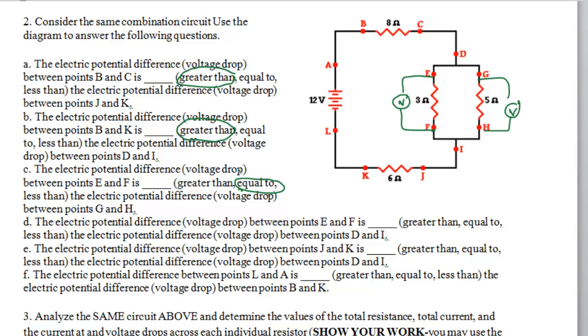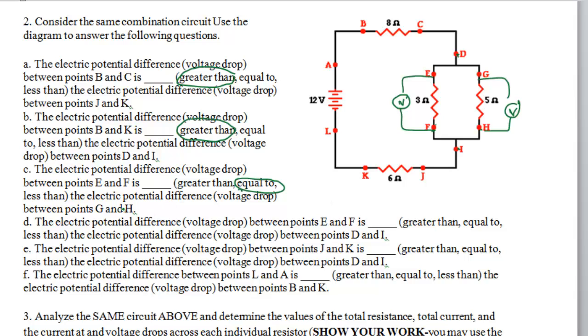So again, in the case of parallel connection, the voltage is constant, and so the voltage drop from D to I is the same as the voltage drop from E to F is the same as the voltage drop from G to H. So it's equal to. And that's a common mistake here.